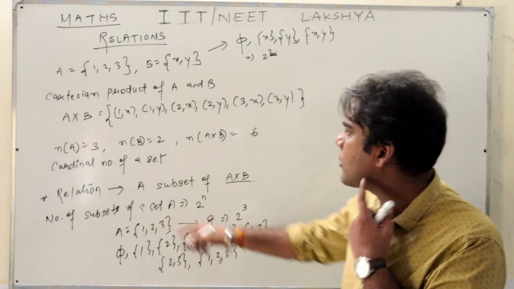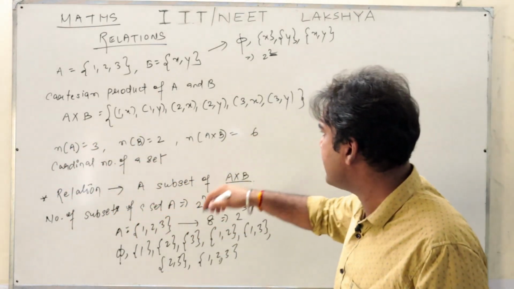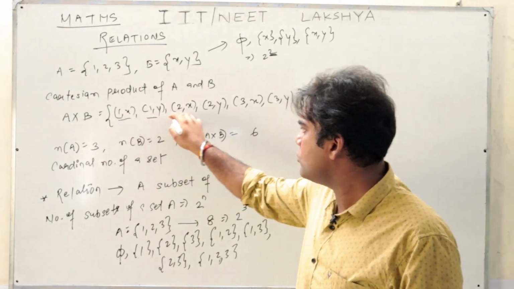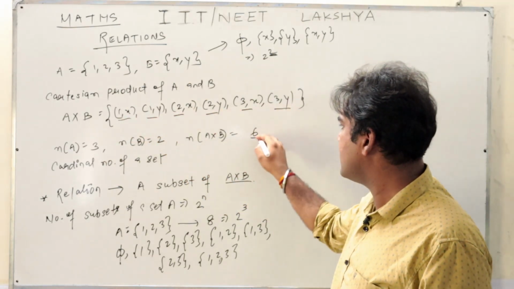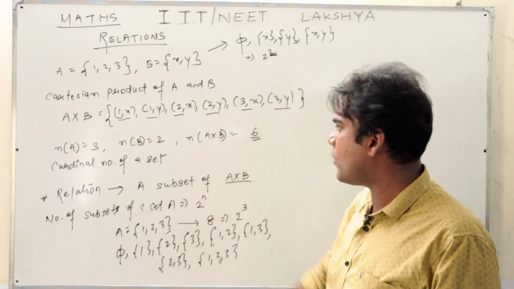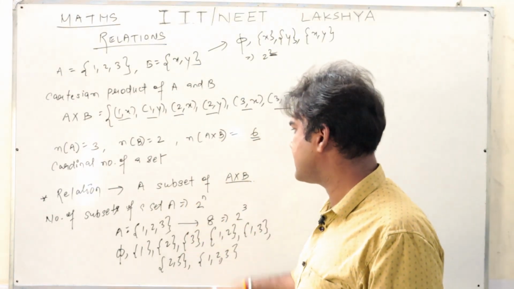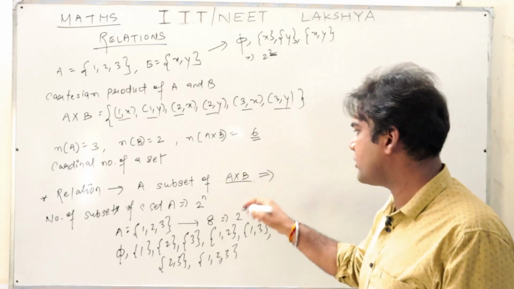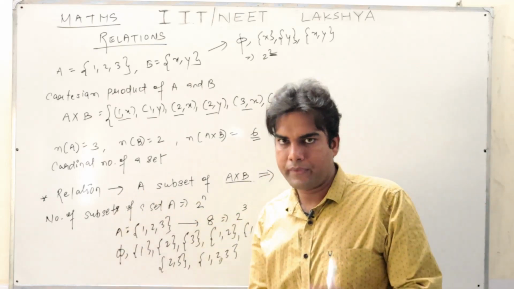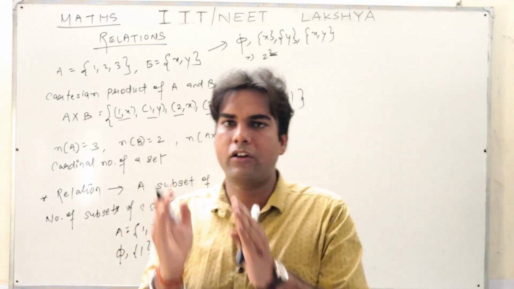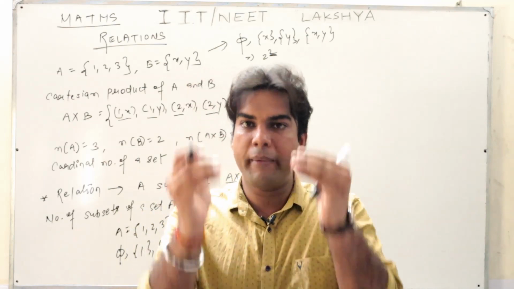Now in A cross B, your Cartesian product, how many elements are there? 1, 2, 3, 4, 5, 6. So what I am saying is that the number of subsets, or the number of relations, because a relation is nothing but a subset of A cross B. But the question is, how many subsets are there?